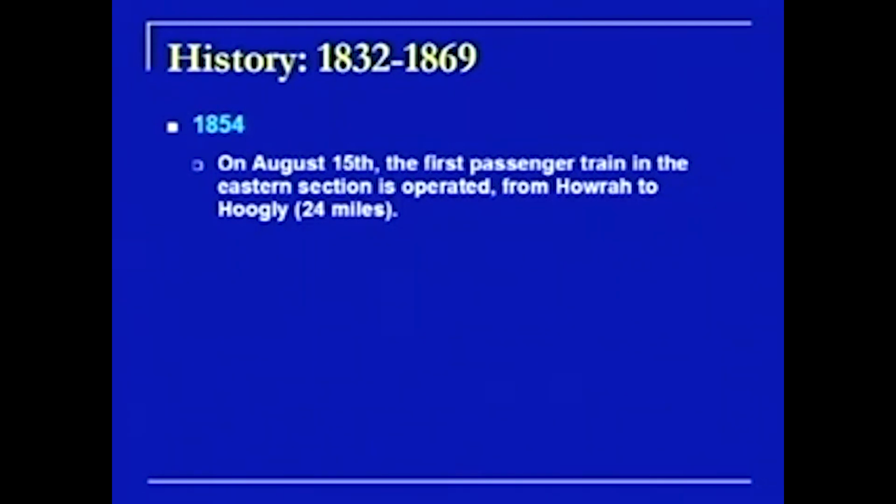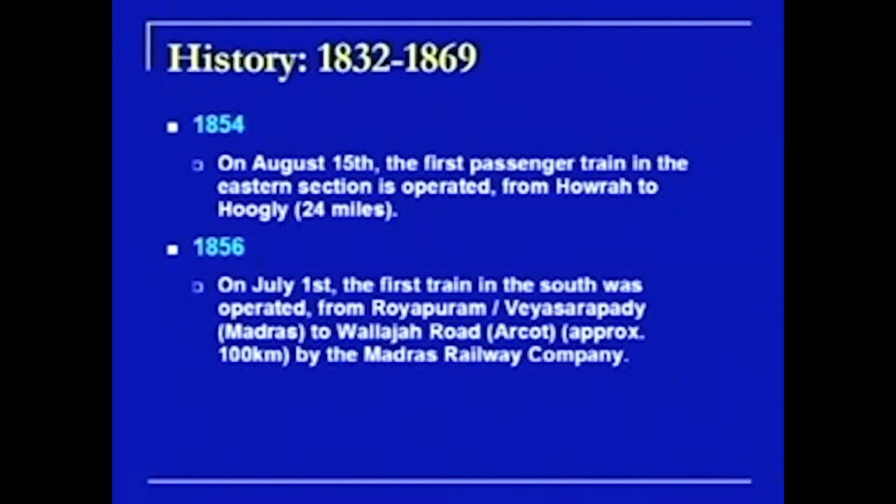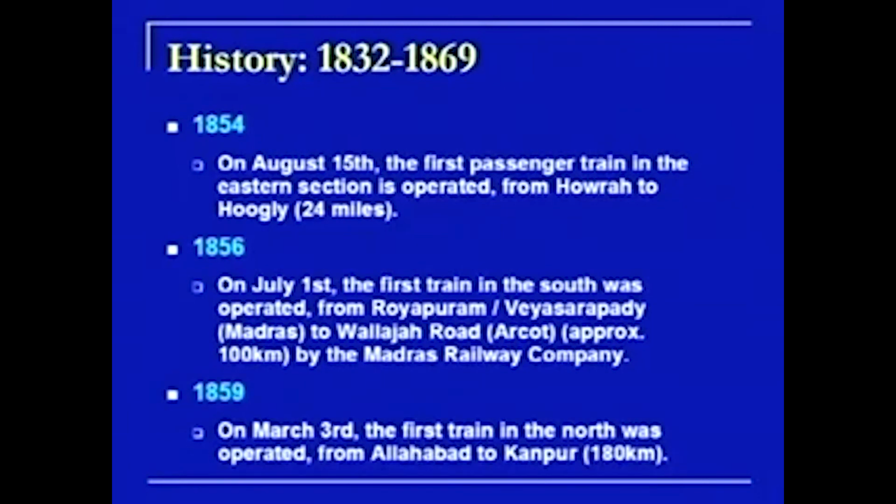On August 15th, the first passenger train was started in the eastern section, from Howrah to Hooghly. Then there was a first train in the southern region. It was for around 100 kilometers distance, and it was done by the Madras Railway Company. Then there was a train in the north which was started in 1859, from Allahabad to Kanpur, for a distance of around 180 kilometers.